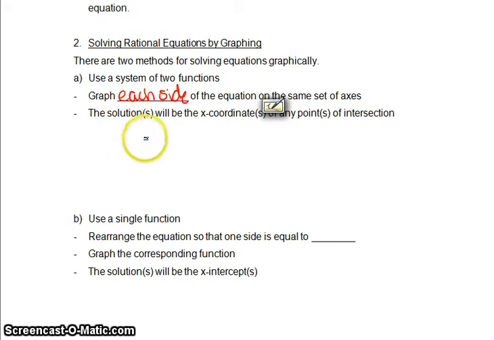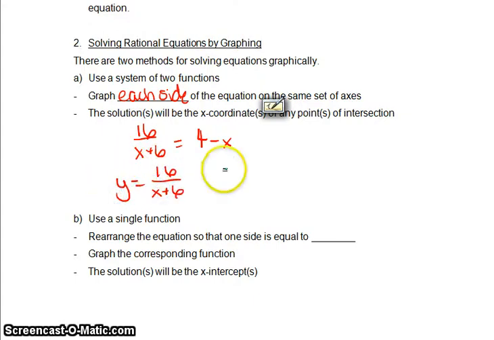So I'm going to give you an example. Say we had 16 over x plus 6 is equal to 4 minus x. You know, I just pulled that out of my head. When it says to graph each side, remember you're going to graph your left side as y is equal to 16 over x plus 6. And then you'd graph your right side, so you'd have y is equal to 4 minus x. And then you're going to find your invariant points, or those points of intersection, the points that they have in common, and those will be your solutions.